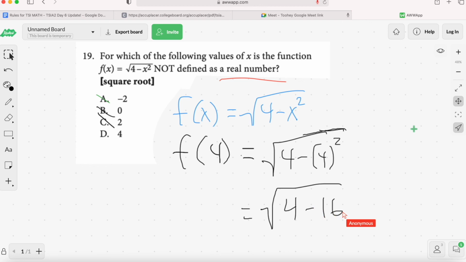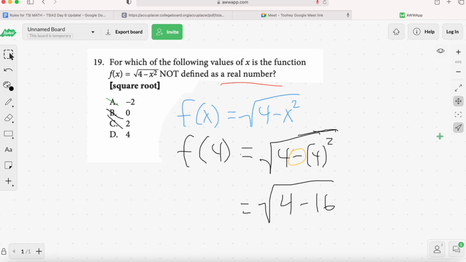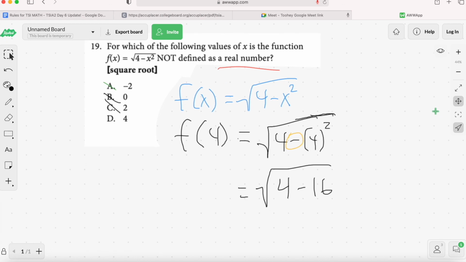I want to make this really clear for anybody watching the recording. That negative sign is outside of the parentheses. So you're squaring the 4. You're not squaring negative 4. If you were squaring negative 4, negative 4 times negative 4 is positive 16. But because that minus sign is outside the parentheses, you're only squaring the 4, not negative 4. So it's still 4 minus 16. Does that make sense, Francisco? Yes. Okay. So what's 4 minus 16? Negative 12. So that's the square root of negative 12.